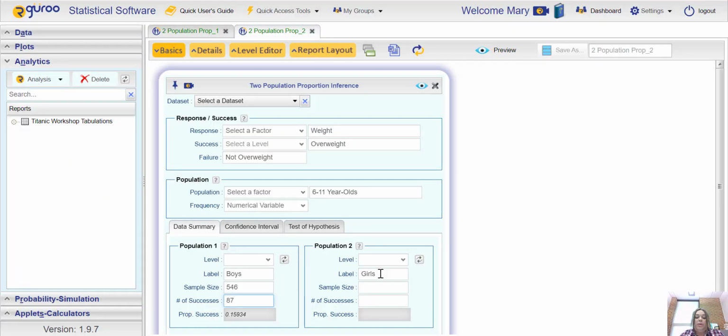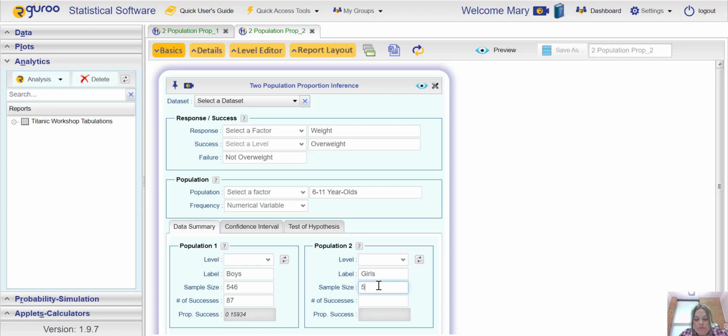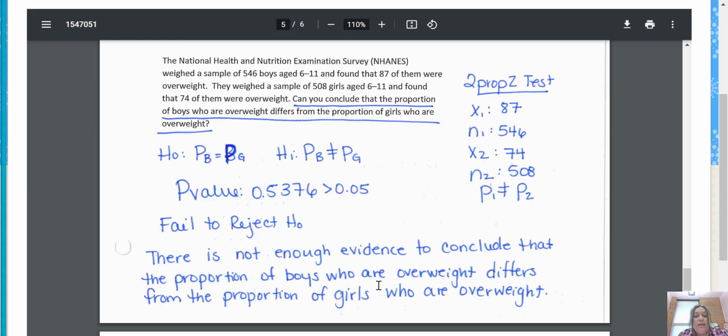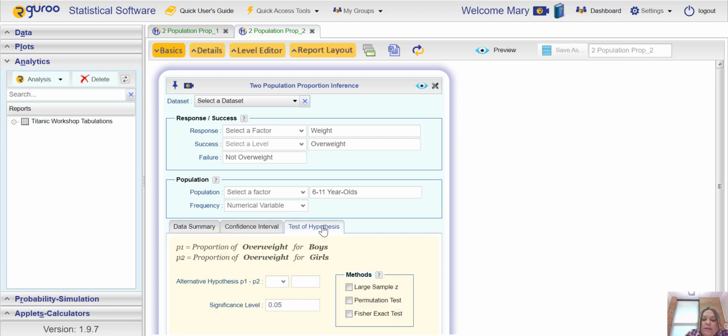So we've got sample size, number of successes, and you can see that the proportion of successes has just popped up here. So we can see that the proportion of 6 to 11-year-old boys who are overweight is 15.9% as a sample proportion. For girls, they sampled 508 girls, and of those, 74 are considered overweight. And you can see that the proportion of girls who are overweight is 14.57%.